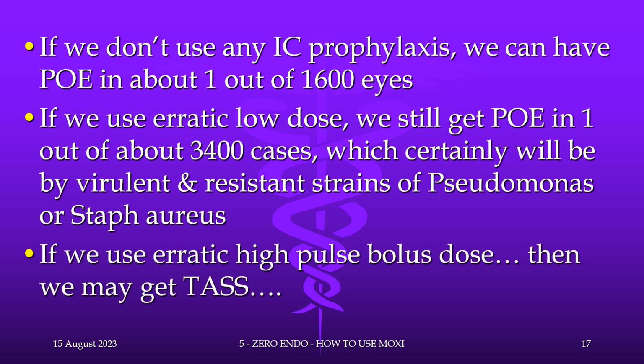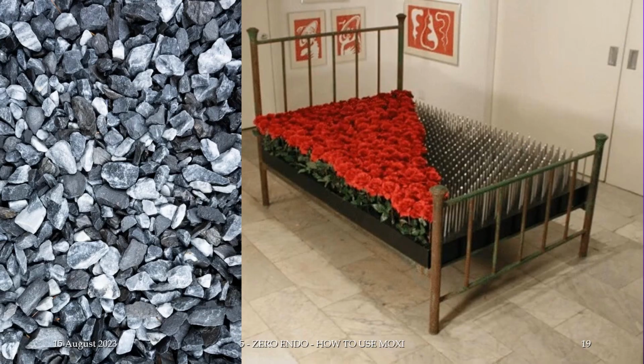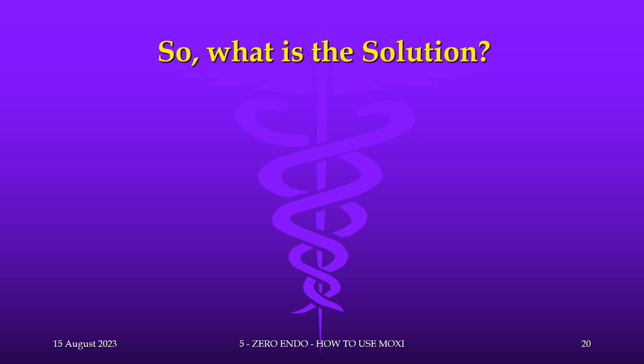And if we use an erratic high pulse bolus dose, then we may get TASS. So it is like mountain biking on a steep ridge with post-op endophthalmitis waiting on the trough side and TASS lurking on the valley side. Or as is a proverb in Hindi, sharp stones on one side and thorns or nails on the other side of the bed, with very tight space to sleep at peace. So what is the solution?